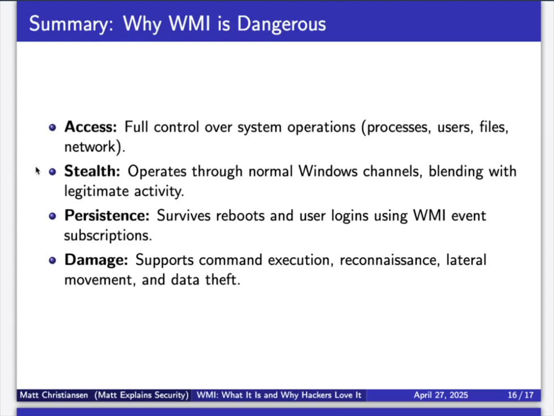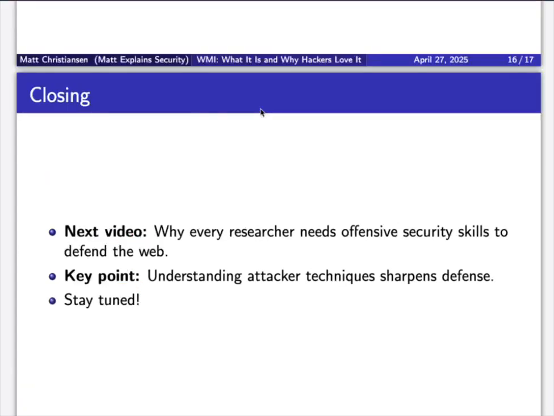So a summary of why is it dangerous? Well, we talked about all four of these things, right? This is really the meat and potatoes of what is wrong with WMI. It can do a lot of great things, but there is a risk because of the access, the stealthy attacks that it can do, the persistence that it can achieve, and the overall damage it can do with execution, reconnaissance, and overall data theft.